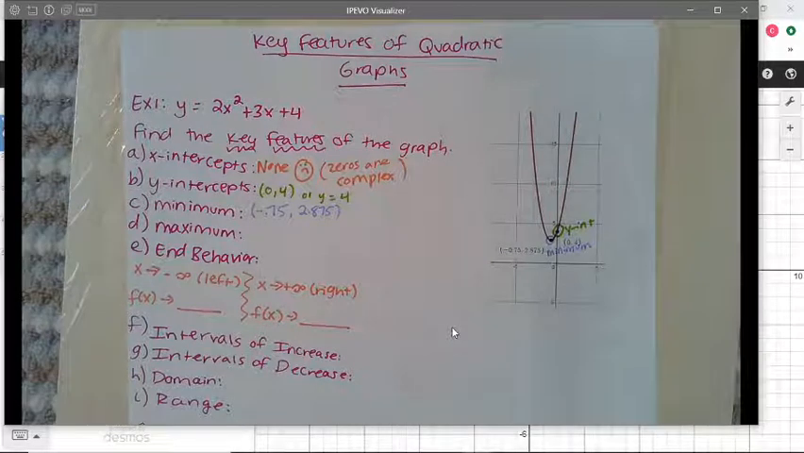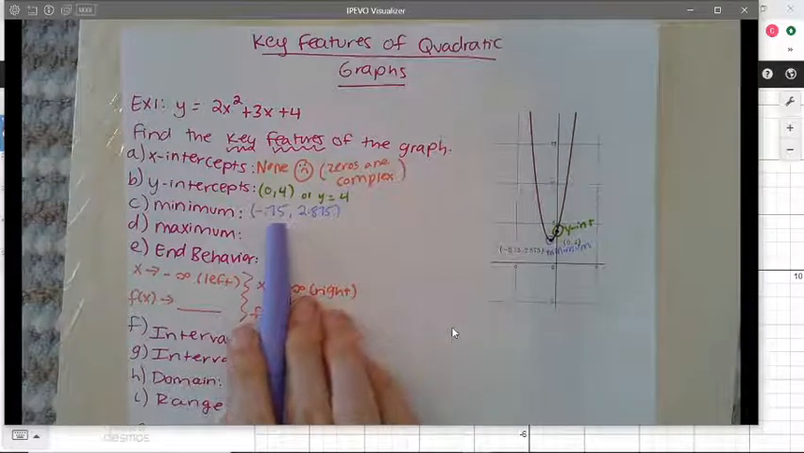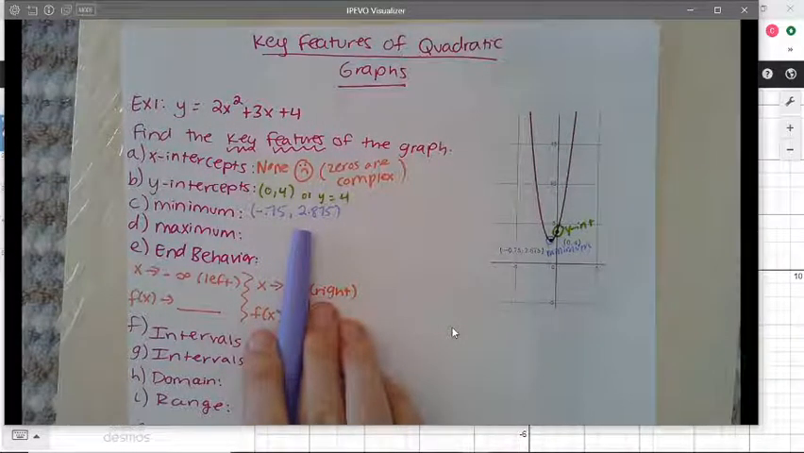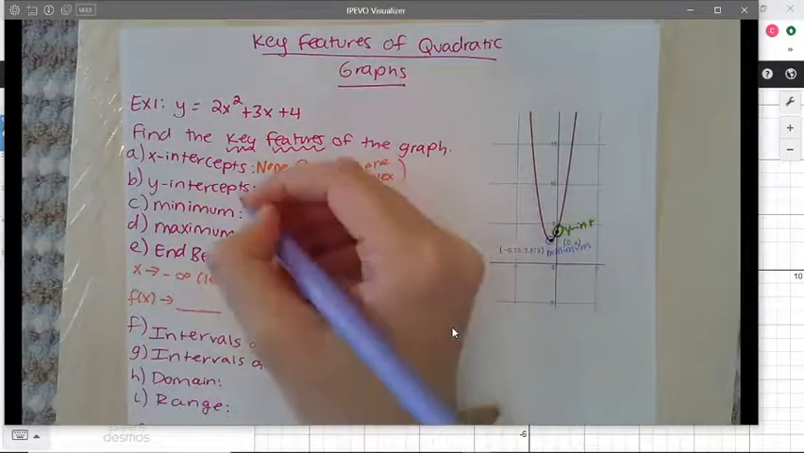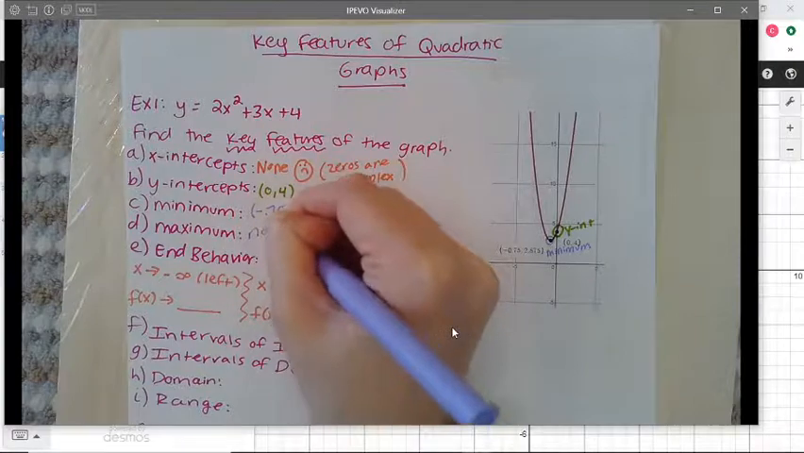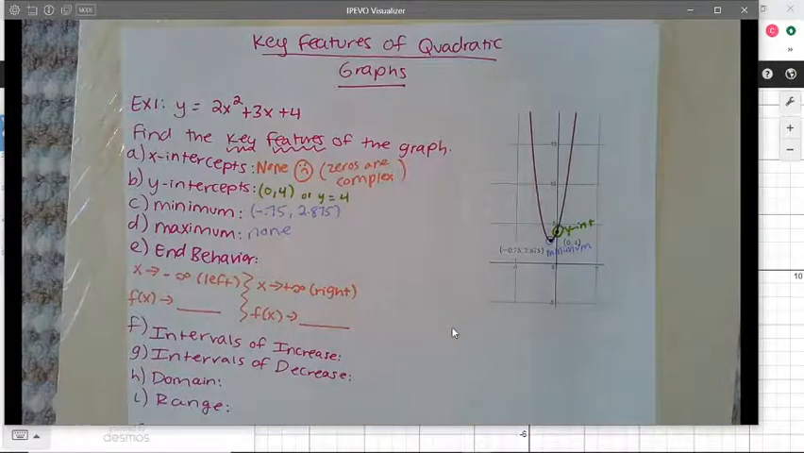Okay, and it's at the point (-0.75, 2.875). Since this one has a minimum, that means it doesn't have a maximum, so we don't have one. You can write none or N/A, doesn't apply, any of those.